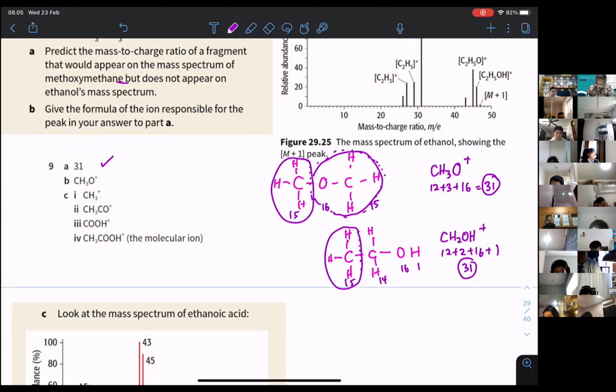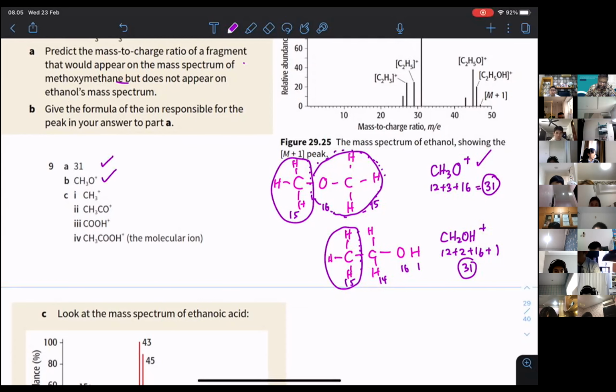Let me check. CH3O. Yeah, CH3O, still 31. Okay, but in this case, the one that is responsible, I think the question is not structured properly. The one that is responsible is going to be the CH3O+. Okay, this one. So give the formula of the ion responsible for the peak in your part A. Yeah, so this one. Okay.